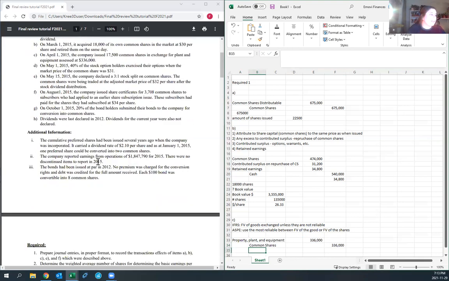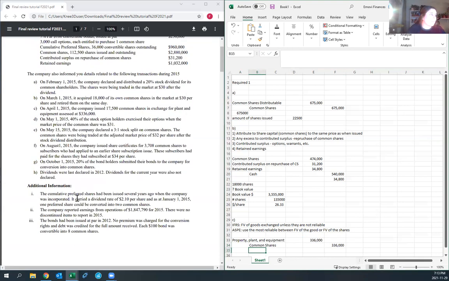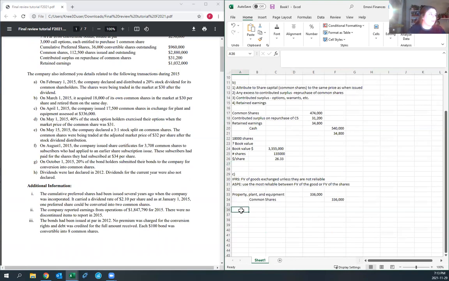For D, they didn't ask to do the transaction because it is an exercise of stock option holders. So you don't have to do the transaction because you saw that pre-midterm, and we don't have all the information necessary to do the entry. So we're just going to skip it, and I'm going to go to E.